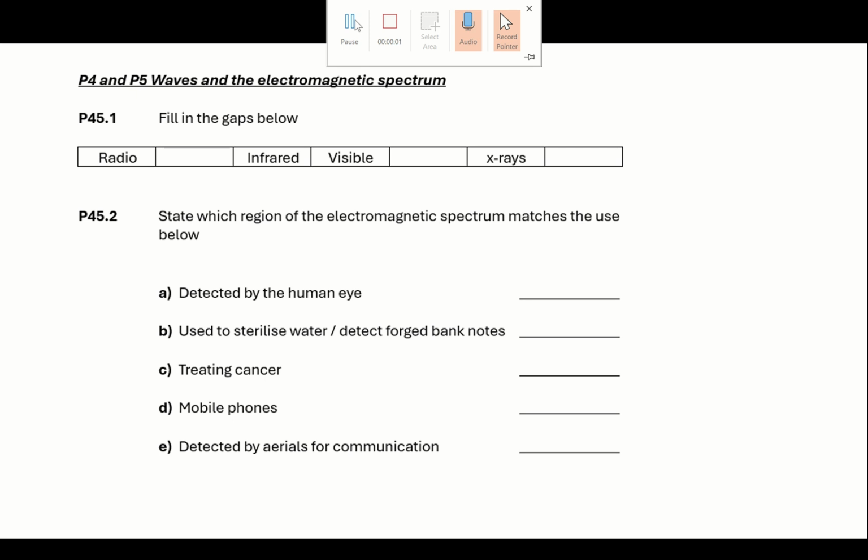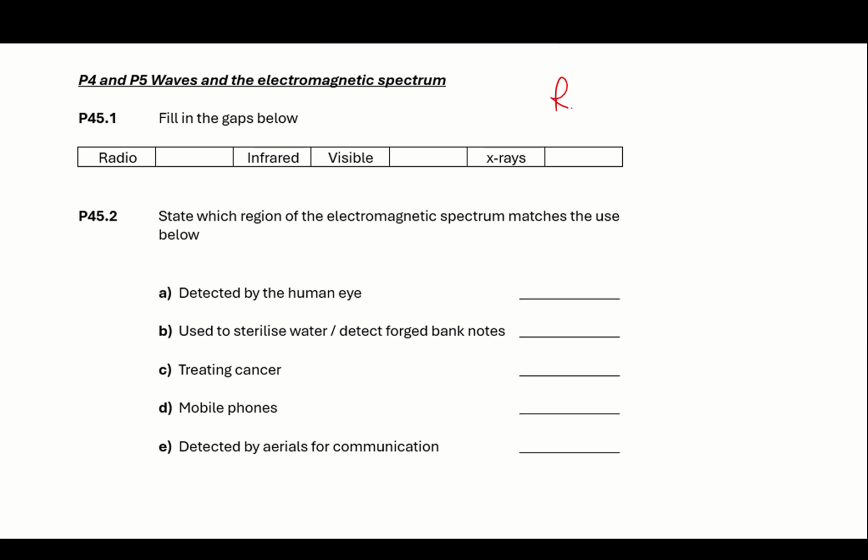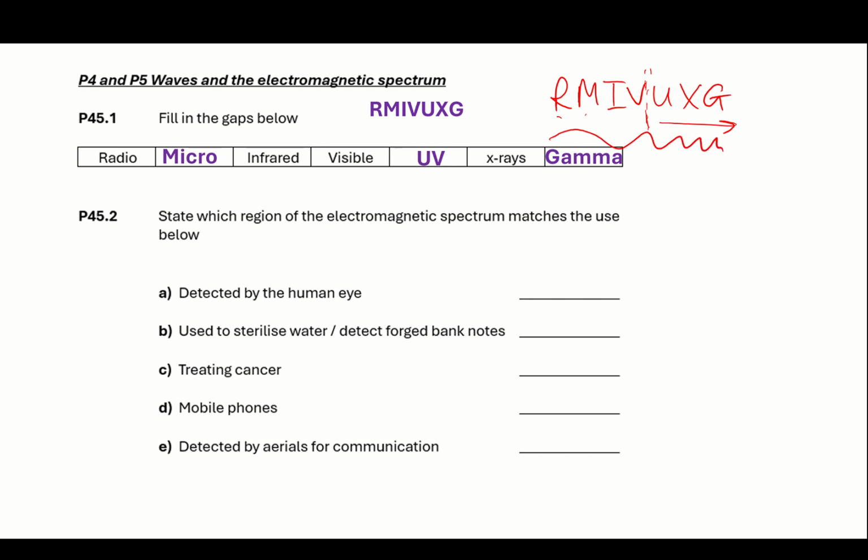Okay, so section 4 and 5 together, and it's about waves in the electromagnetic spectrum. It says fill the gaps below. So I've taught you: red, well, please work pen, red monkeys, insert vultures under xylophones. Great. Draw a line, we know they're all ionizing and cause cancer because they knock electrons out of atoms. So radio we've got, so that one must be micro, and infrared, visible, UV or ultraviolet, and then gamma at the end. Please make sure you know that, and that's going from long waves to shorter waves.